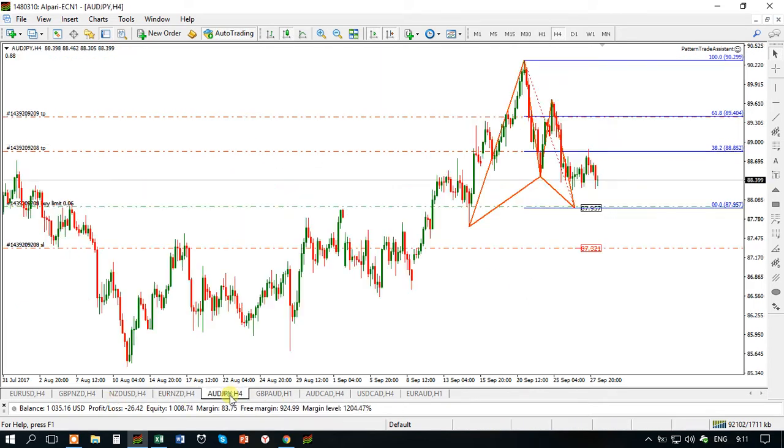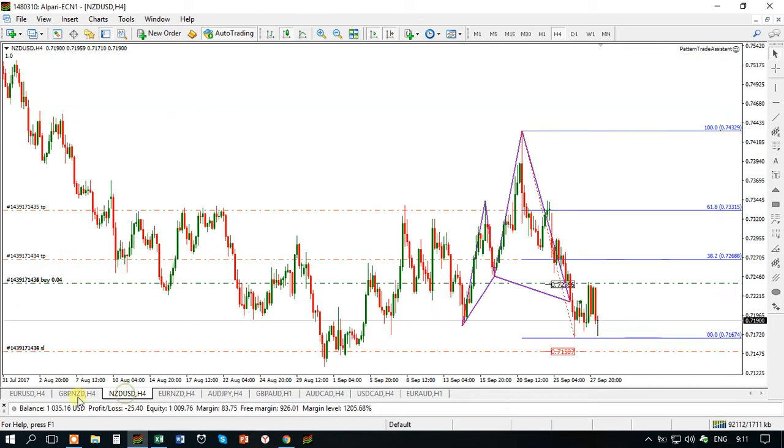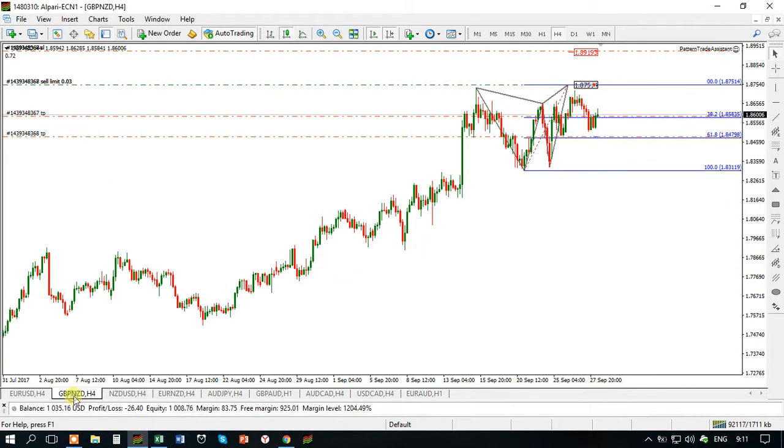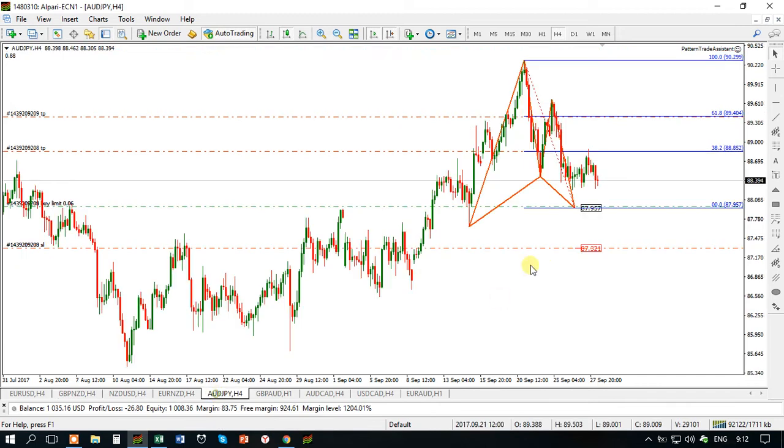Aussie Yen, this is the next trade. It is a godly pattern. Did you see my stop loss? Yes, yes. Pound New Zealand, yes. Okay, Aussie Yen, a godly pattern. The entry, stop loss, take profit 1, take profit 2.